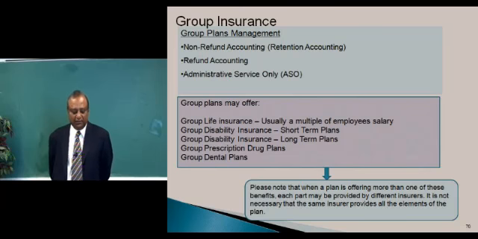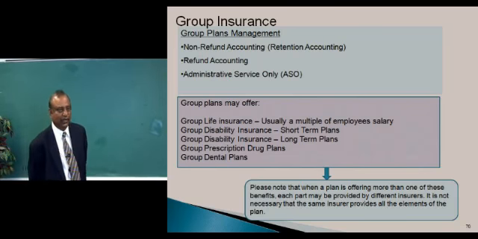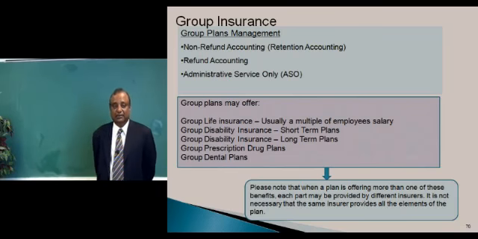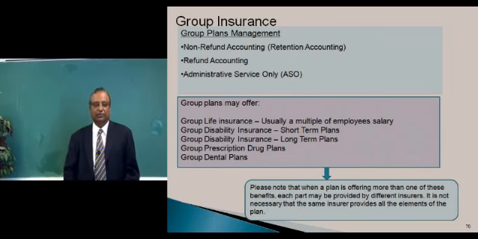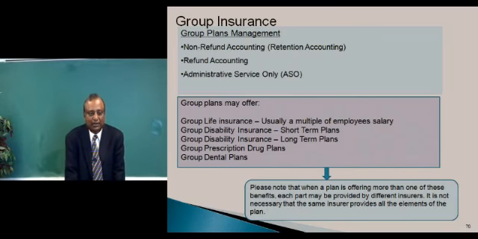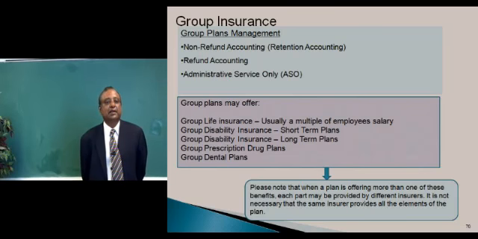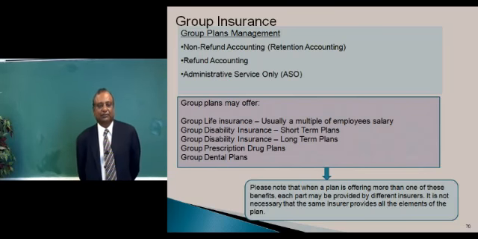The administrative service only contracts are entered into by companies that pay their group claims through their own funds. They don't need an insurer. But because these companies may not have expertise in processing insurance claims, they may appoint an insurer to do the processing and the work. So this is not really an insurance contract, it's an administrative service contract, a management contract or a clerical contract, if you will. And the insurer is paid a fee for service.